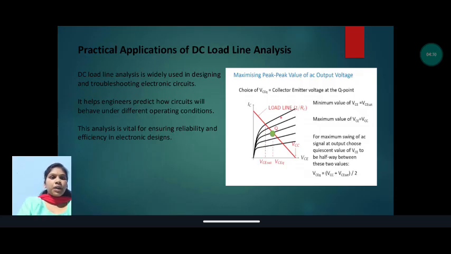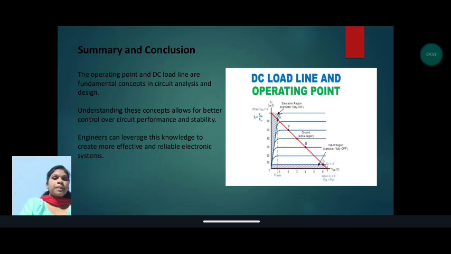Practical applications of DC load line analysis. DC load line analysis is widely used in designing and troubleshooting electronic circuits. It helps engineers predict how circuits will behave under different operating conditions. This analysis is vital for ensuring reliability and efficiency in electronic devices.